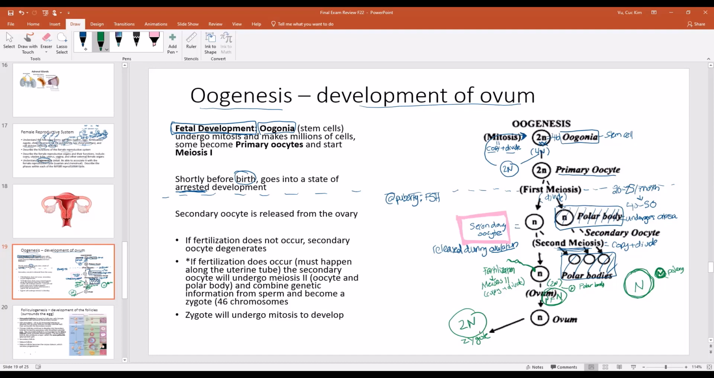If fertilization does happen, the sperm is able to penetrate that egg, then it stimulates that egg to undergo meiosis 2, and only if fertilization happened does it undergo meiosis 2. It finishes the meiosis, copy and divide, and then it combines the genetic information, N from dad, N from mom, and becomes 2N again. So it went from being haploid to diploid due to the sperm's chromosomes, and now that's when we call it a zygote.